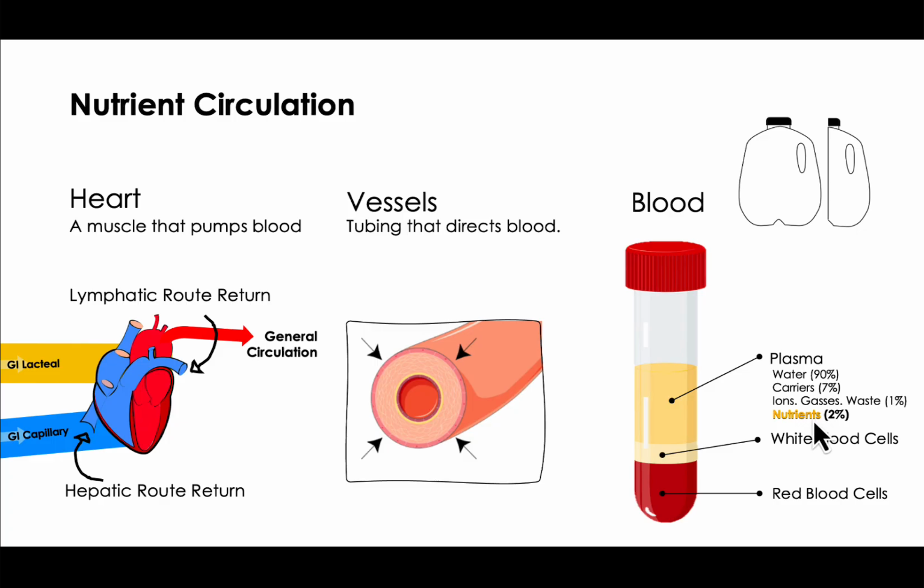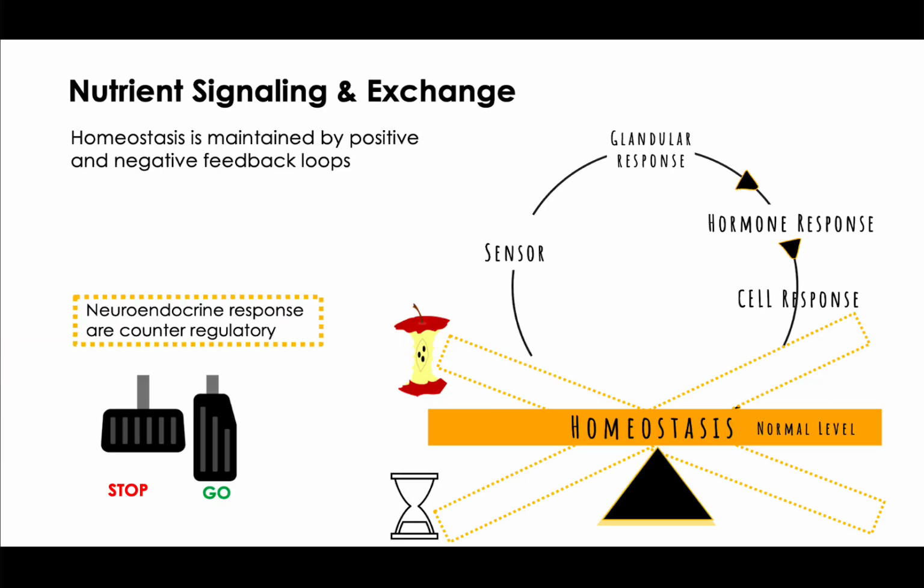And of that, only 2% is nutrients. So a very small amount, and very tightly regulated. We don't really store a lot of nutrients in the blood. We transport them to travel them around to where they're going to be used or stored. Like, they've got to get into the brain constantly, which is probably why that 2% even exists to begin with.